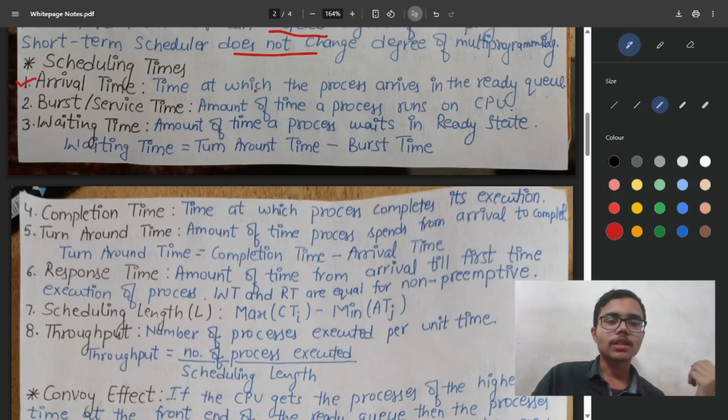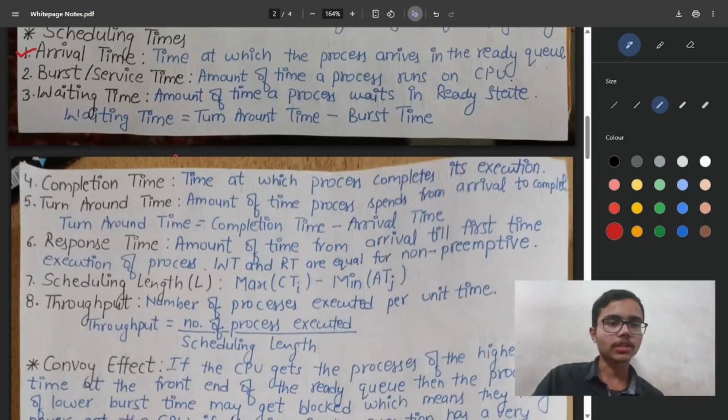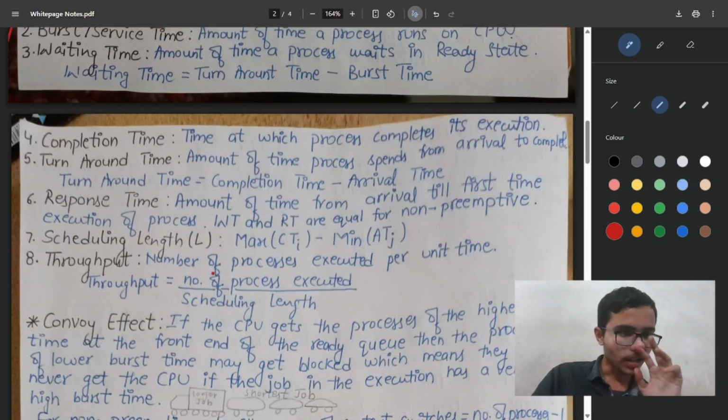Arrival time is the time at which the process arrives in the ready queue. Burst time is the amount of time a process runs on a CPU. Waiting time is the time a process waits in the ready state. These are things which we discuss when solving a numerical part. You just have to know the formulas. Throughput, somehow you may forget the throughput formula, so you have to know it.